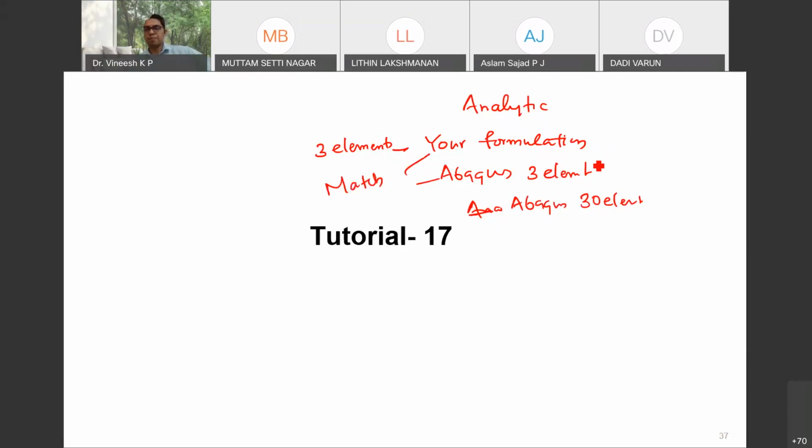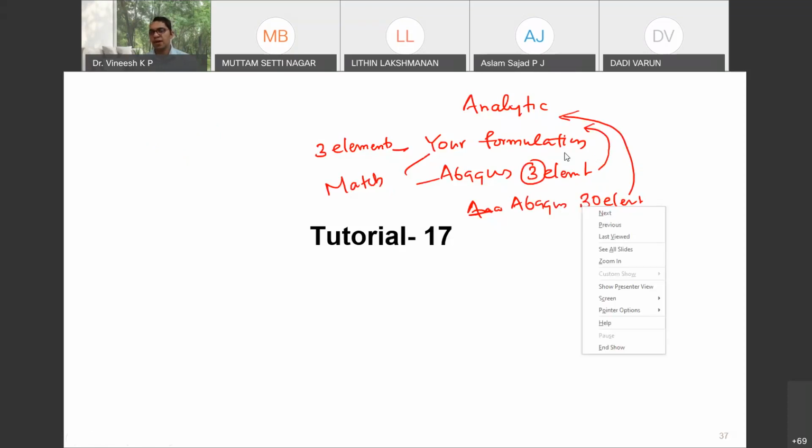When you are increasing the number of elements, you will come closer to the analytical result. So these two things, analytical result and Abaqus result, may not match. When you increase the number of elements, it will match, coming much closer to the analytical result. When you divide into 3 elements, it may not be close to the analytical solution, but when you divide into 30 elements, it will come much closer. Is it clear, Abraham?